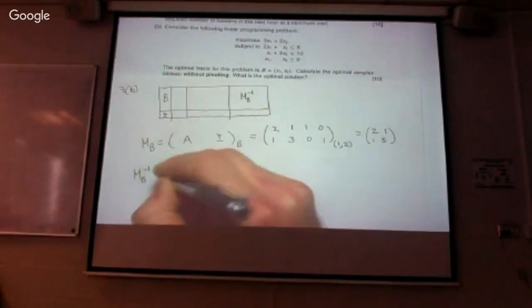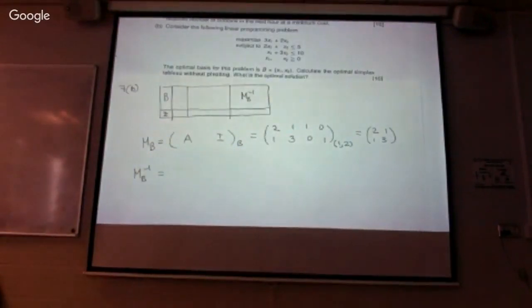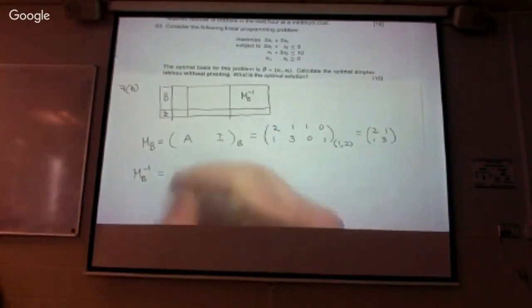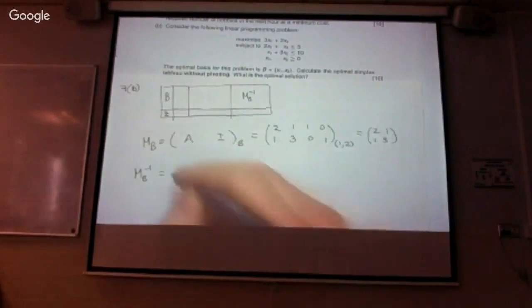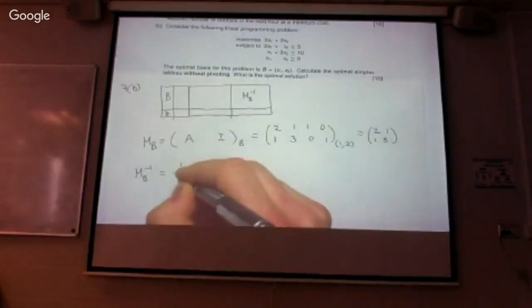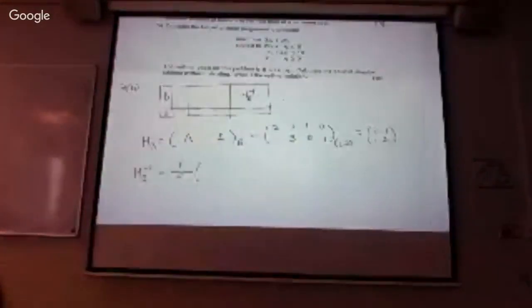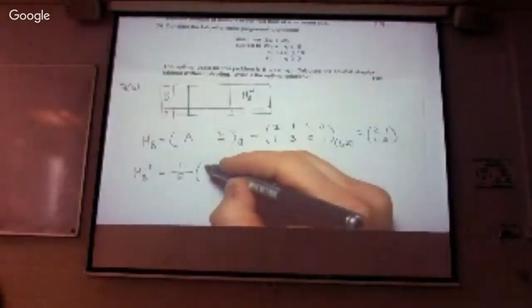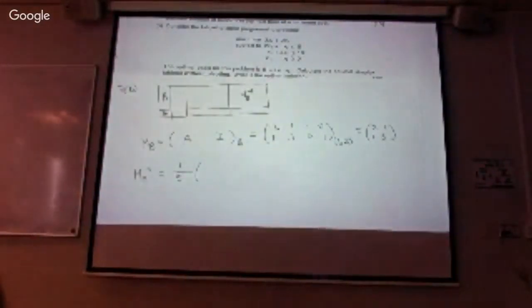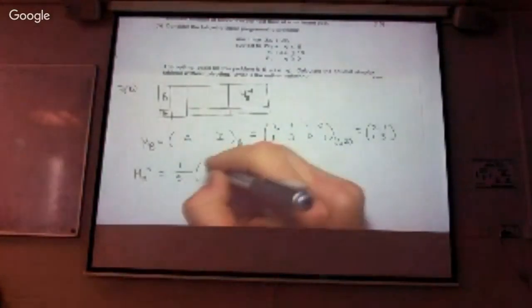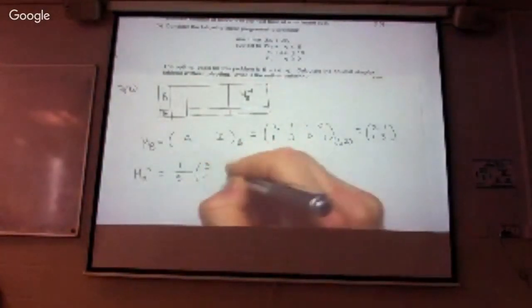So how does one do matrix inverses by hand? It's 1 over the determinant. The determinant is 5, so it's 1 over 5 times something like 3, minus 1, minus 1, 2.